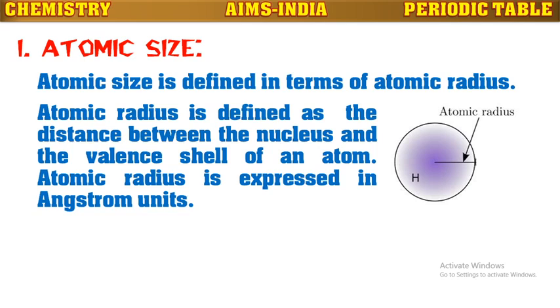Of course, it can be taken in meters, centimeters, micrometers, nanometers also, but the most commonly used unit is angstrom. As we know, 1 angstrom is equal to 10 to the power of minus 10 meters, or 10 to the power of minus 8 centimeters.